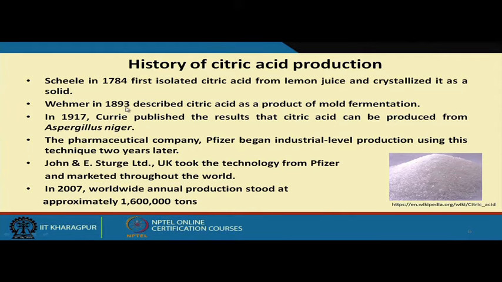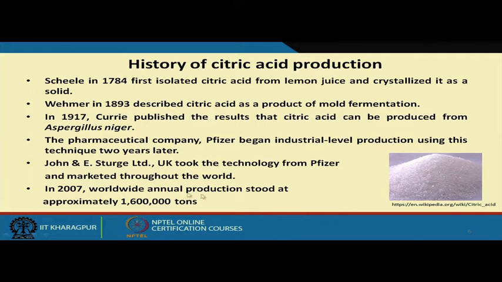In 1893, Wehmer described citric acid as a product of mold fermentation. Then in 1917, Currie published the results that citric acid can be produced from Aspergillus niger. The pharmaceutical company Pfizer began industrial-level production using this technique, but 2 years later, John E. Starch Limited UK purchased the technology from Pfizer and marketed it throughout the world.